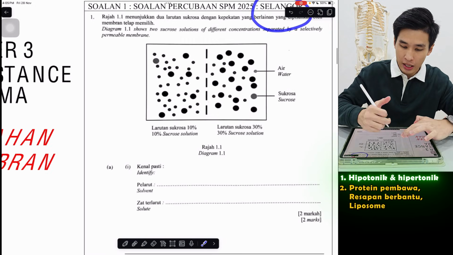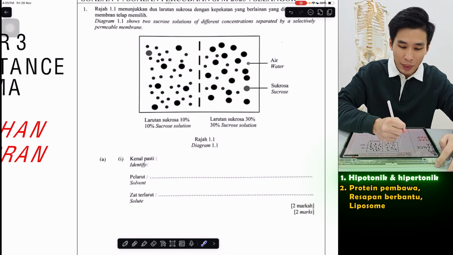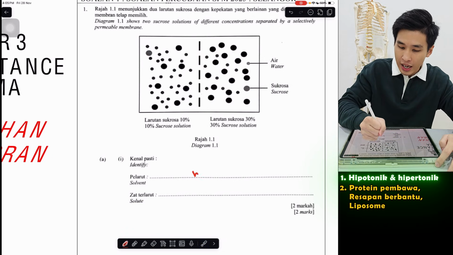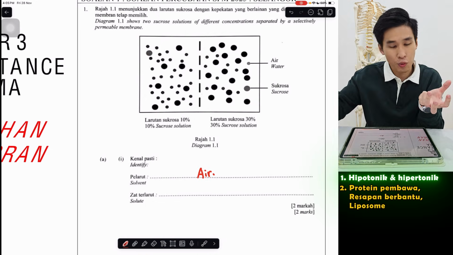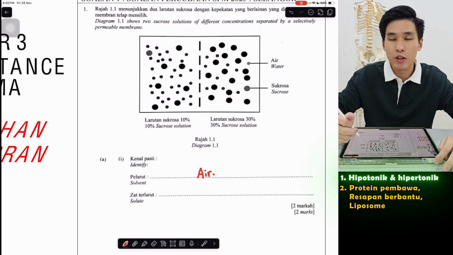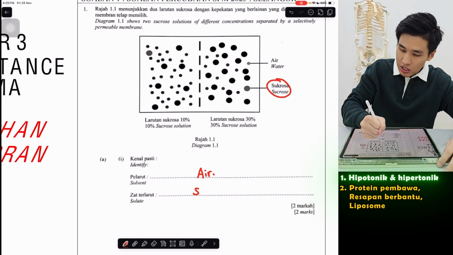So they ask, kena pasti mana adalah pelarut dan zat terlarut. So pelarut always adalah your air. So pelarut adalah bahan yang melarutkan, zat terlarut lah. So your zat terlarut is always like your garam lah, your gula lah. So in this case, your zat terlarut is sucrosa.